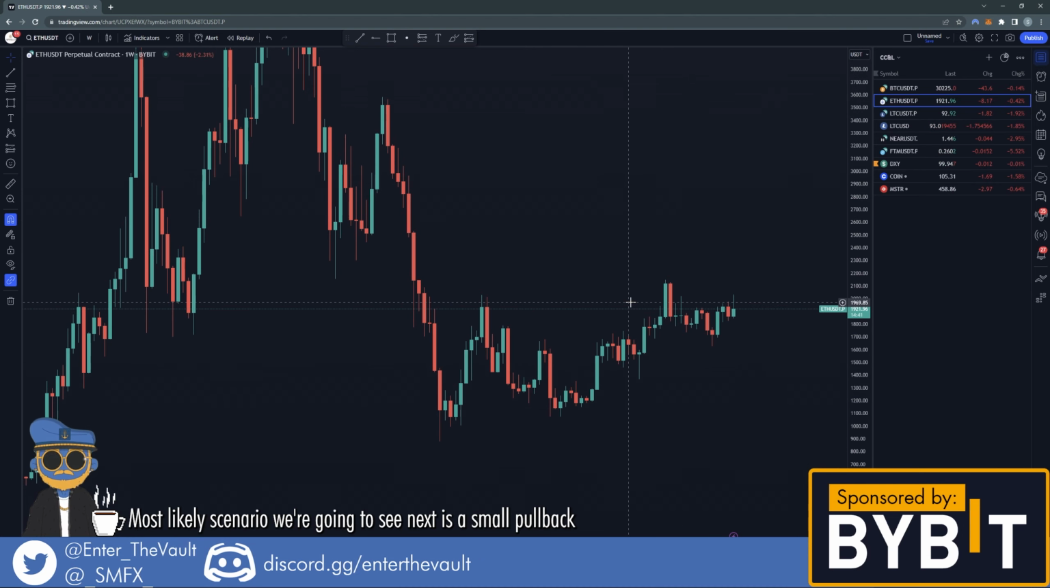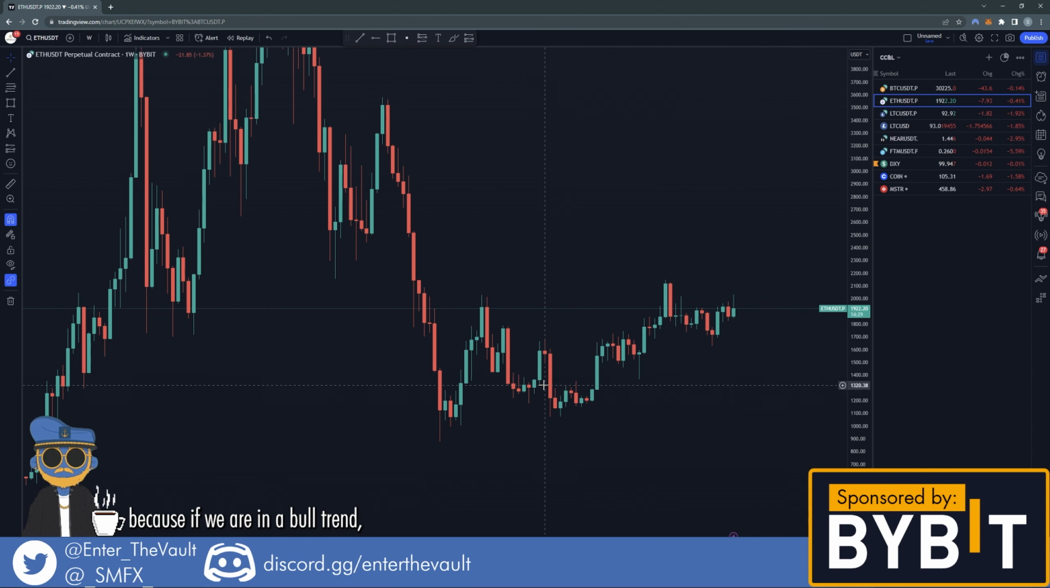I'm saying that the most likely scenario we're going to see next is a small pullback. So if I think that we are going to see a pullback, if we're in an uptrend, the next thing that I should do is mark out the previous areas of accumulation, because if we are in a bull trend, we should assume that the previous areas of accumulation should hold.